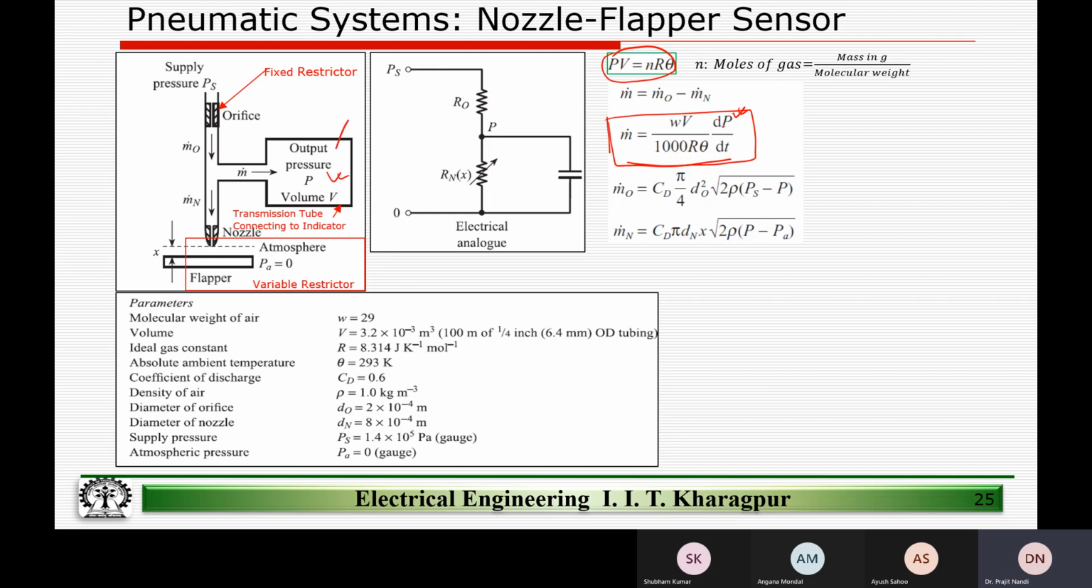Why do we need this kind of an equation? Because it's easy to measure the change in the pressure, right? And then we know V is the volume, and we also know W is the molecular weight. These are gas constants. This equation is well known, from class 12 physics. If you want, you can revisit this equation.